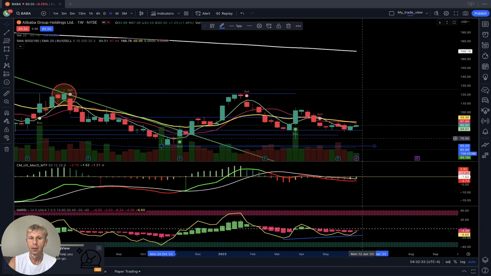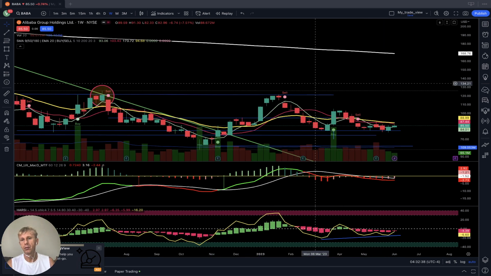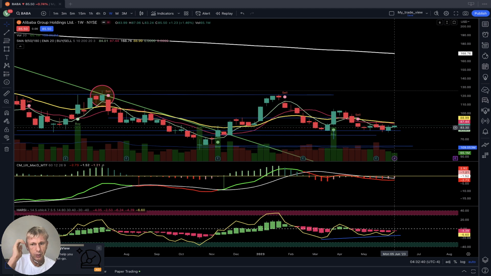We'll see. It can continue and do a bearish trend because it's still very weak. It's still below all moving averages. Still very weak on the weekly time frame.